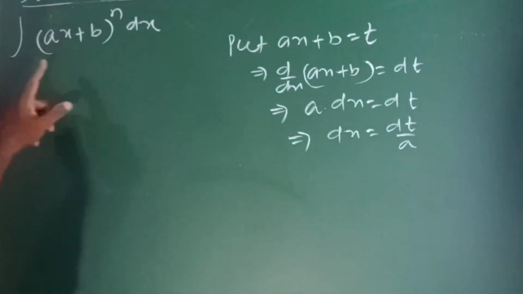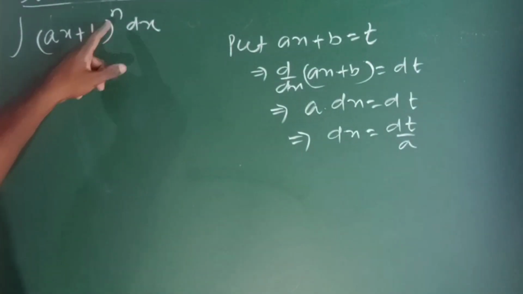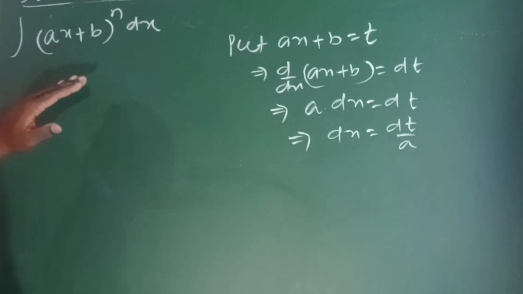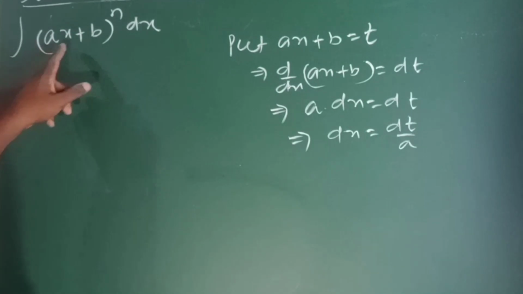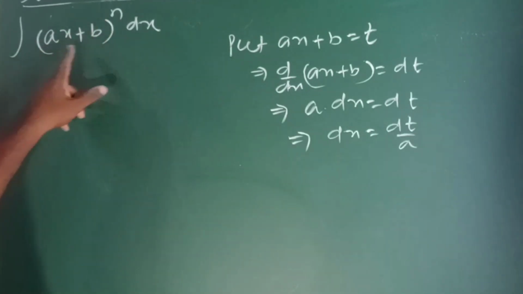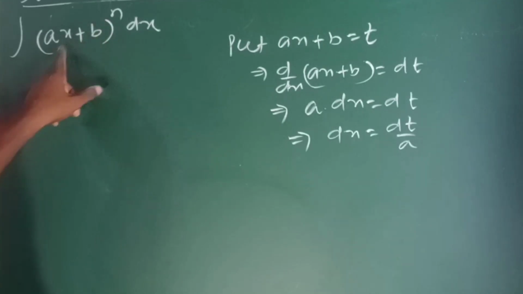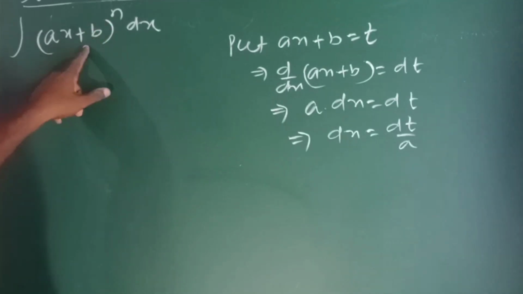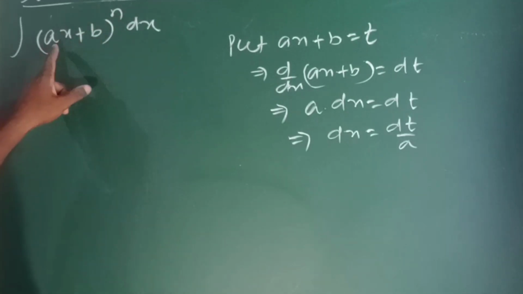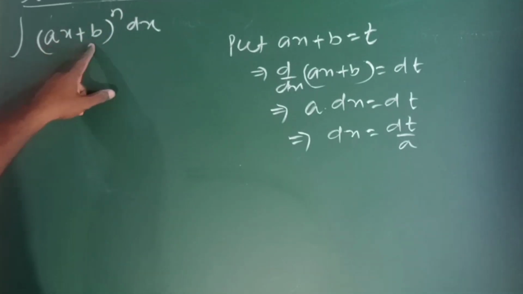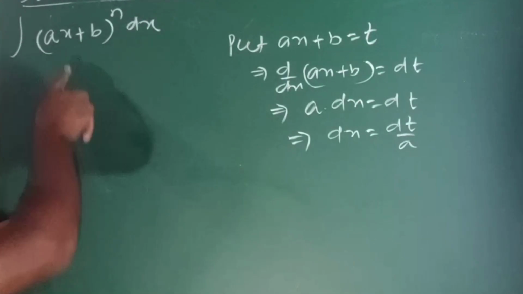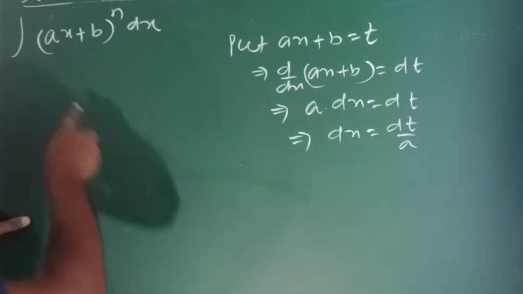Now, integrate (ax plus b) to the power n dx. Clearly, this is in the form of x to the power n, but x is replaced by ax plus b. So if x is replaced by ax plus b, then we have to substitute ax plus b.